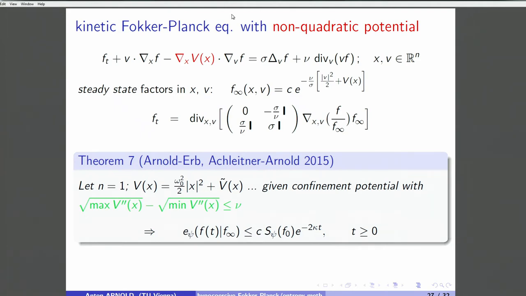And in fact, what I have shown you so far can be extended in some cases to more general potentials. So here, I just show you the result in one dimension. Assume that your potential up there, the external potential, is a quadratic term plus a perturbation. A perturbation that is such that the variation between the second derivatives, so the maximum of the second derivative and the minimum of the second derivative, is bounded in some sense by the friction constant in the kinetic Fokker-Planck equation. Then we still have exponential decay of the relative entropy.